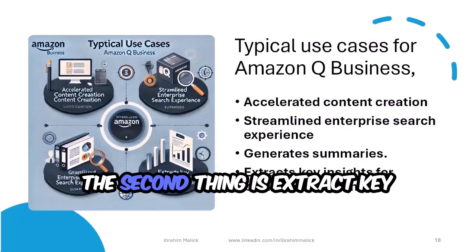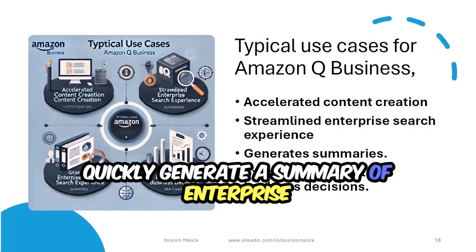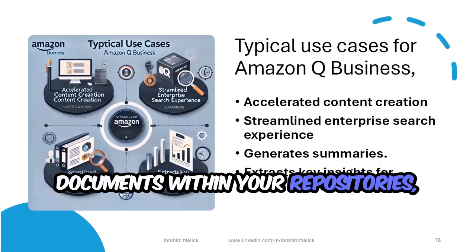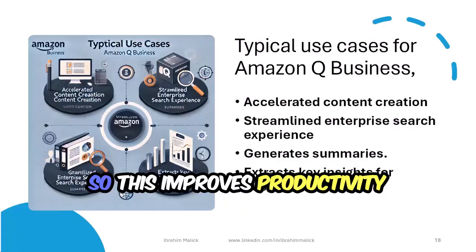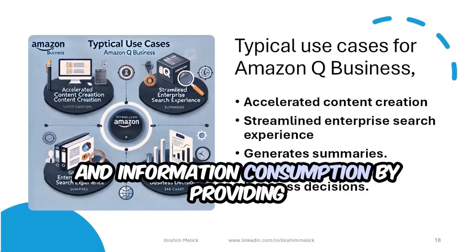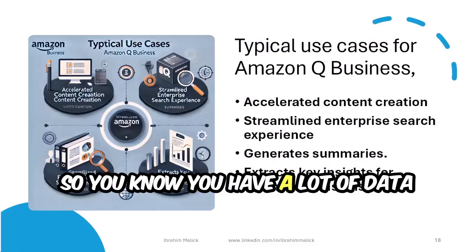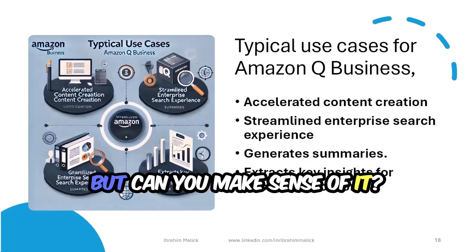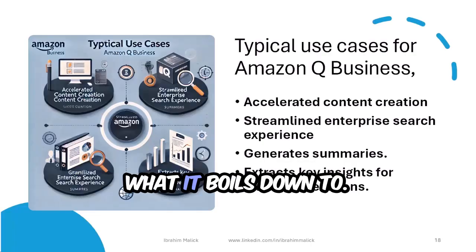All right, so the second thing is extract key insights from business decisions. So using Amazon Q Business, you can quickly generate a summary of enterprise documents within your repositories, content within systems, and upload files. So this improves productivity and information consumption by providing concise insights from large data sets. So you have a lot of data, but can you make sense of it? Right? And that's basically what it boils down to.